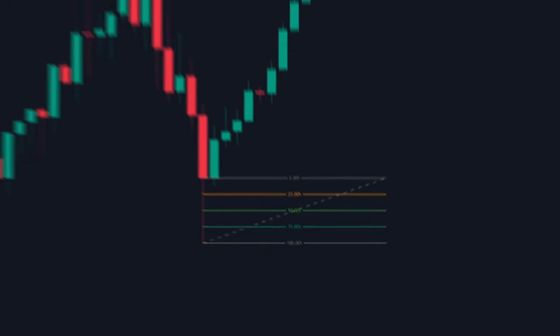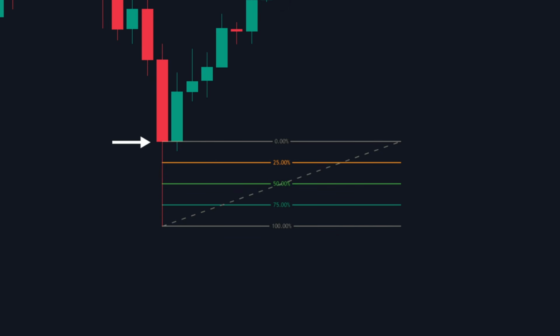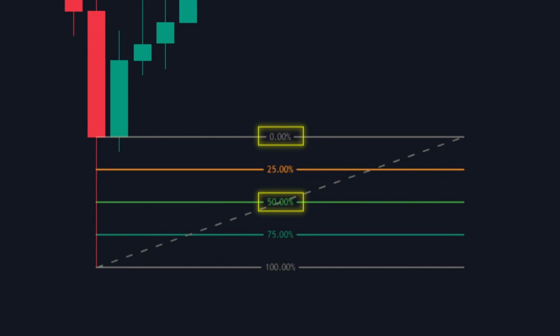Mark the wick with a Fibonacci tool. Anchor it from the high of the wick to the low. You'll get 5 reaction levels: 0%, 25%, 50%, 75%, 100%. Gold tends to retrace into one of these levels before continuing, with 0% and 50% being the two most reliable for continuation entries.